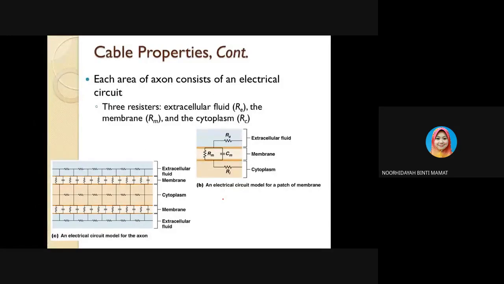Each area of the axon consists of an electrical circuit with three resistors. The first resistor is the extracellular fluid, the second is the membrane, and the third is the cytoplasm. This is the electrical circuit model for a patch of membrane.